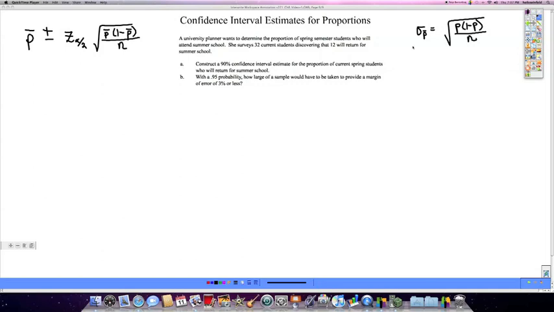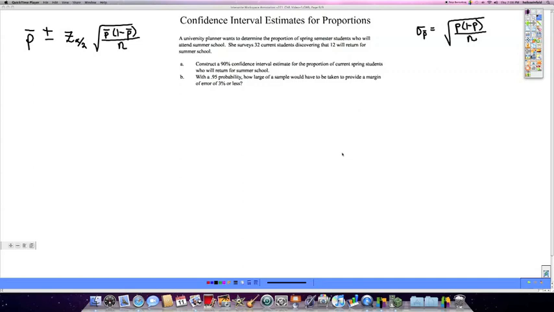In this third example, we are doing confidence interval estimates for proportions. In this particular problem, we are given that a university planner wants to estimate the proportion of spring semester students who will attend summer school. She surveys 32 students and discovers that 12 will return for summer school, and then we're asked to construct a 90% confidence interval of all the current spring students who will return for summer school.